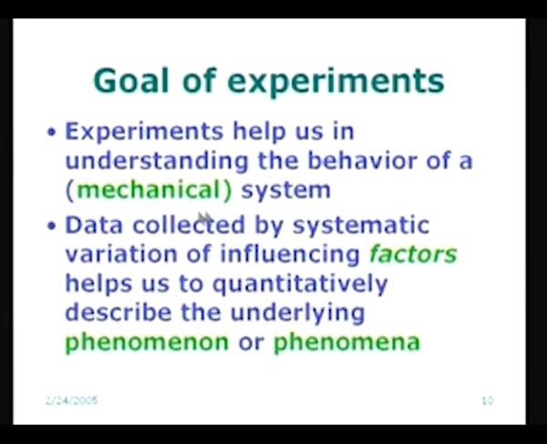I have put the mechanical system in brackets because we are only interested in mechanical systems in this particular course. It is equally applicable to any area of work in which you may be doing your experiment. So, mechanical system is only one subset of all the possible areas in which one could do the experiment. What we do in an experiment is to collect the data by systematic variation.